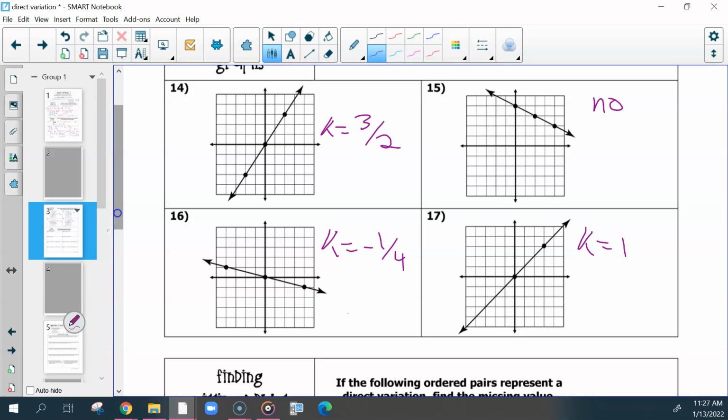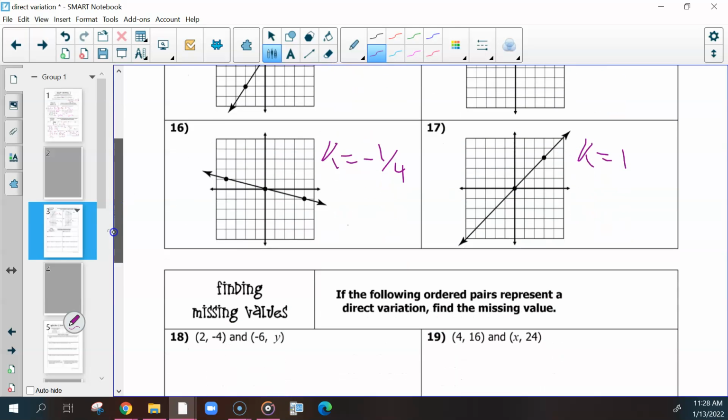Is the k value the same as the slope? Yes. Yes? Yes. Is it? For a million dollars, Marta? Yeah, you got a million dollars. I wish.